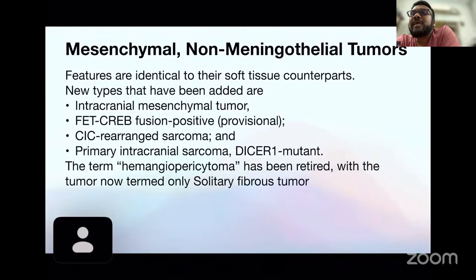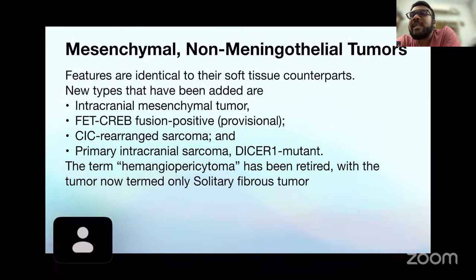And new subtypes that have been added, this is regarding the mesenchymal and non-meningothelial tumors. Earlier we used to call them hemangiopericytoma. Nowadays, the term hemangiopericytoma has been removed from it, and we only use the term solitary fibrous tumors.